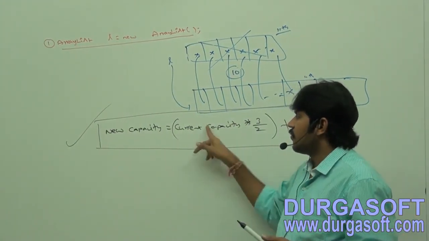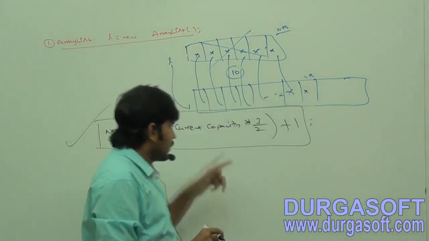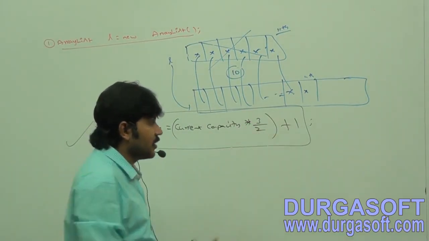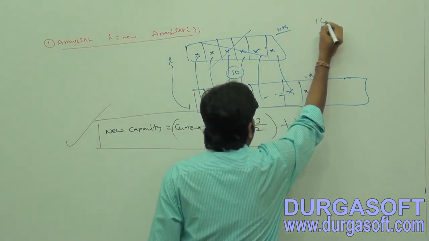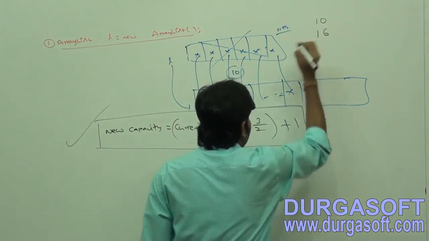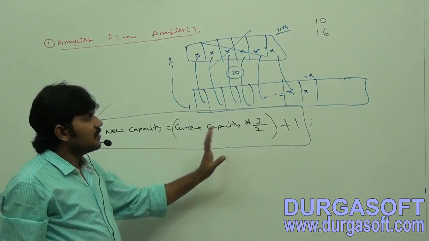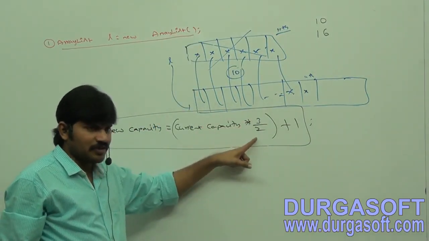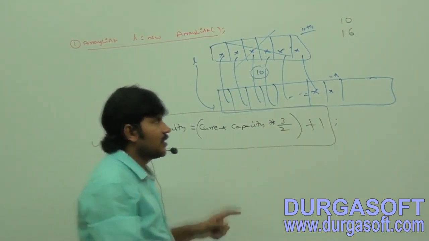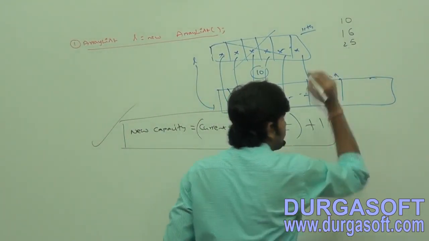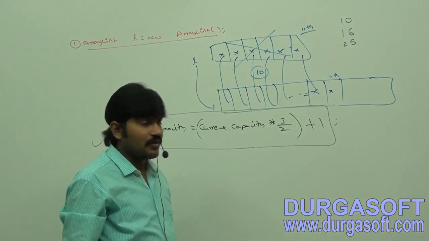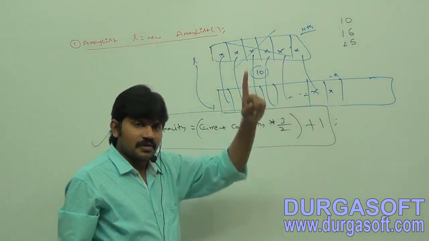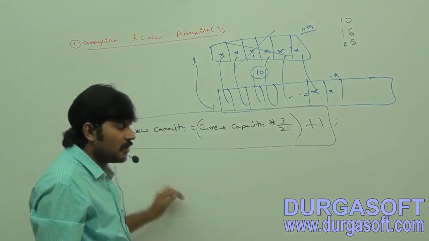So can you tell what the current capacity is? 10. 10 into 3 by 2 is 15. 15 plus 1 is 16. So first time 10, next time 16. Once 16 is also completed, then 16 into 3 by 2 is 24, plus 1 is nothing but 25. Some people may ask a doubt now: sir, 25 is already completed, what about 26?